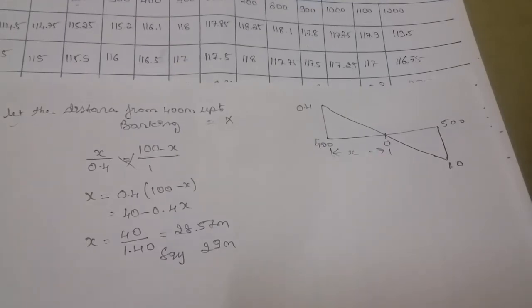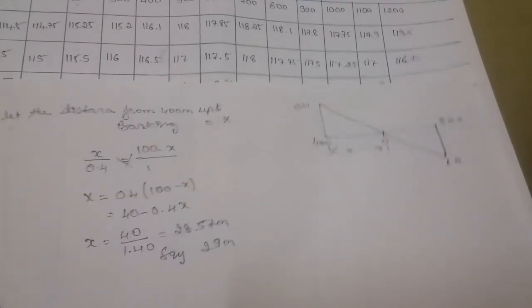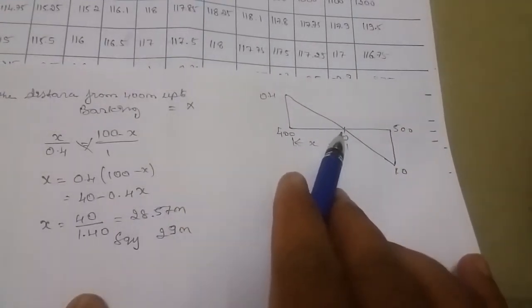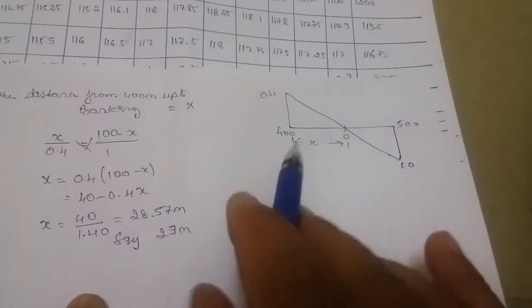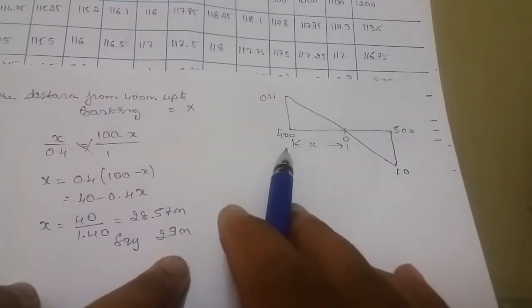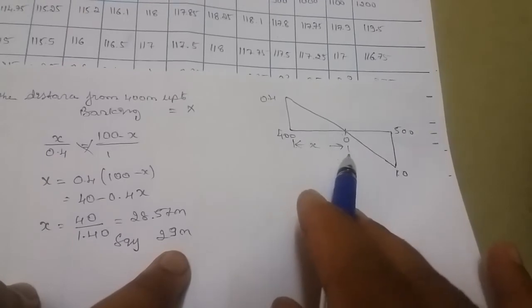These things we need to tabulate here. So the point where the change from banking to cutting occurs is at a distance of 29. So what is the total distance? It is 429 where you are getting the change from banking to cutting.